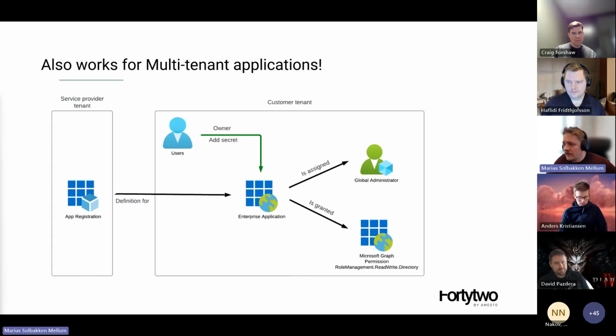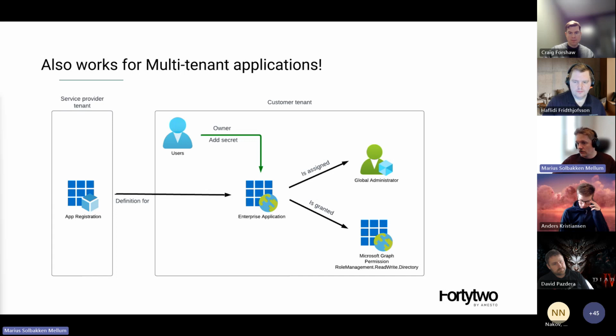It's also worth noting that this also works for multi-tenant applications. That means that the app registration is in one tenant and the service principal or enterprise application is in another. So for example, at 42 we have several multi-tenant applications. That means we will have enterprise apps in our customers' tenants, and a single app registration. But on those enterprise apps, some attacker might hide an additional credential.